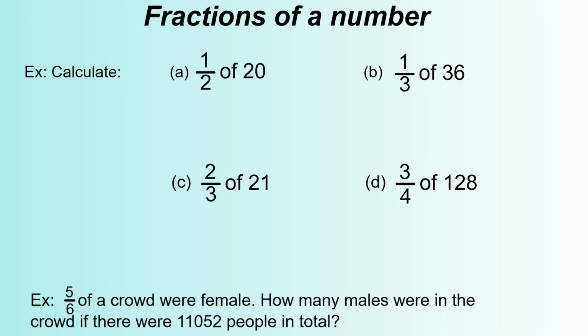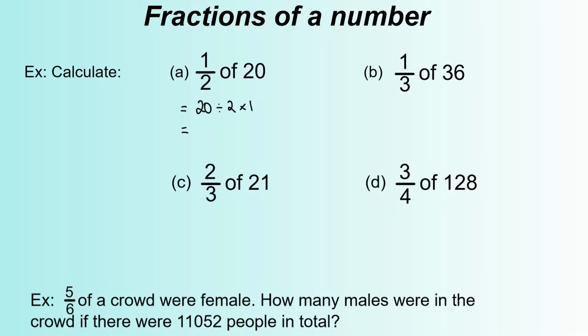Most people probably know by this stage that to find a half you just divide by 2. The key rule we're looking at here for fractions of a number is that you take the number you're looking at, you divide it by the bottom and times by the top. So here, we're taking the 20 that we want to find half of, dividing it by the 2, which is dividing by the bottom, and then timesing by 1.